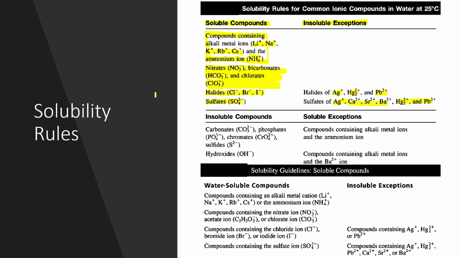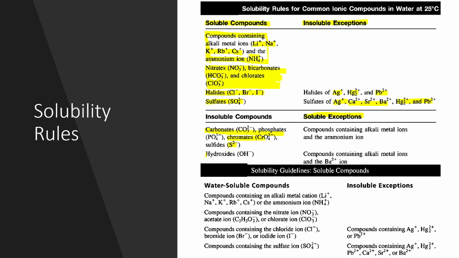Again, generalizing, carbonates, phosphates, and chromates, along with sulfides and hydroxides, they are usually insoluble. The exceptions being, they will be soluble when the cation or the positive ion associated with these negative ions come from group 1 or ammonium. Then they are soluble. If not, all carbonates, all chromates, and all phosphates are always insoluble.